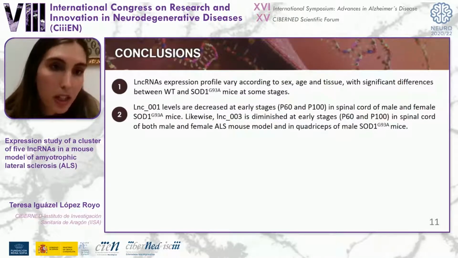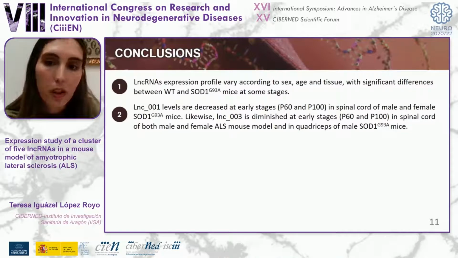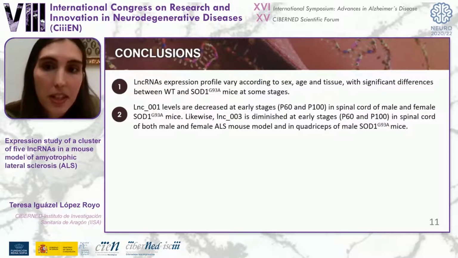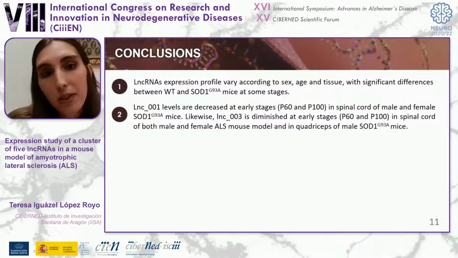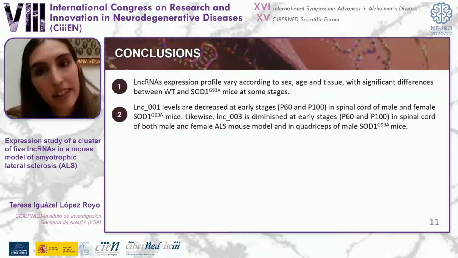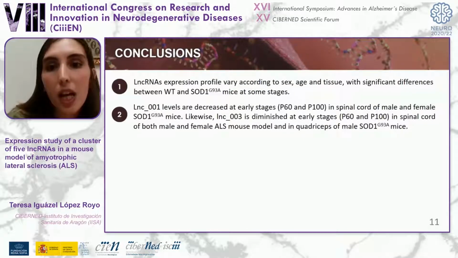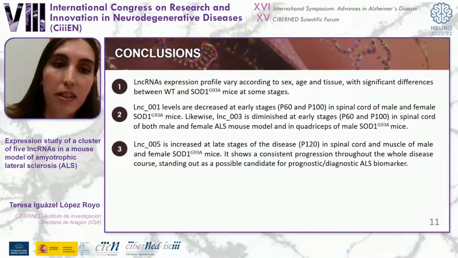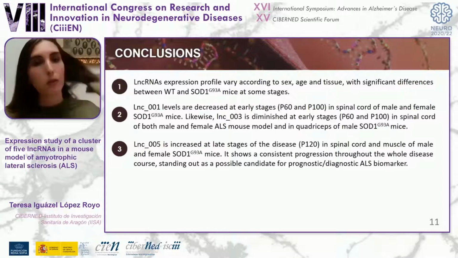Among all the lncRNAs studied, lncRNA 1, lncRNA 3, and lncRNA 5 stand out. lncRNA 1 levels are decreased at earlier stages in the spinal cord of male and female SOD1 mice. Likewise, lncRNA 3 is diminished at earlier stages in the spinal cord of both male and female ALS mouse model and in quadriceps of male SOD1 mice. Last but not least, lncRNA 5 is increased at later stages of the disease in the spinal cord and muscle of male and female SOD1 mice.